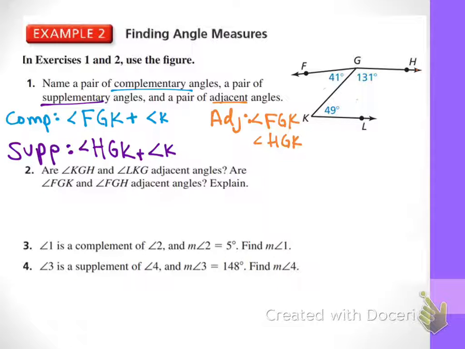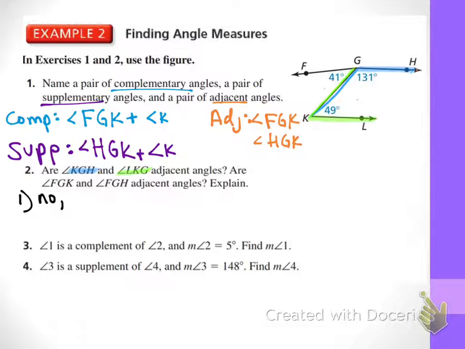This next question is going to ask why or if some are. KGH is this angle, and LKG is this angle. It's asking, are they adjacent? Remember that adjacent angles share the same vertex and side. Do they share the same vertex? No. So the first part, the answer is no.